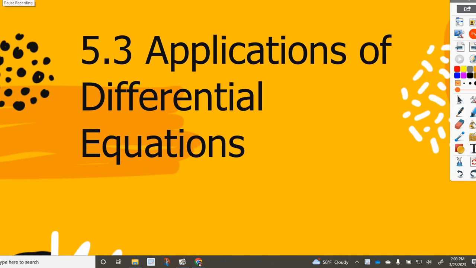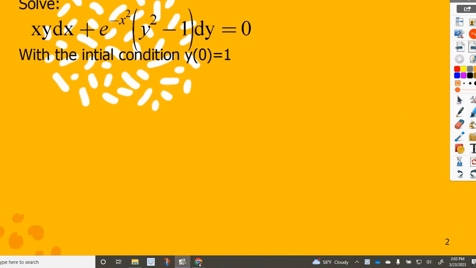Alright, so today we are going to answer the question of when will I ever use this? But first, we've been talking about differential equations. So today we're going to look at one that requires a little bit different steps.